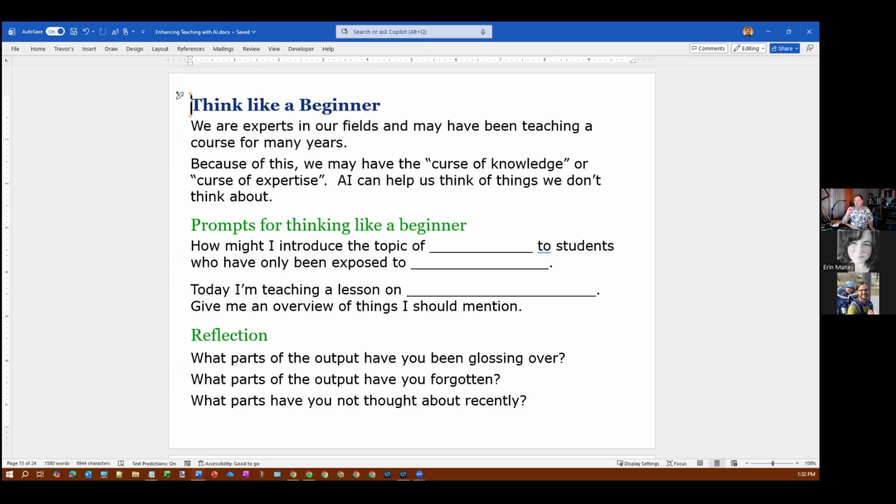But if you can get your students to think about, why am I here? Am I here as an answer machine, or am I here to learn? And I think that's going to be the biggest challenge for us as professors moving forward.